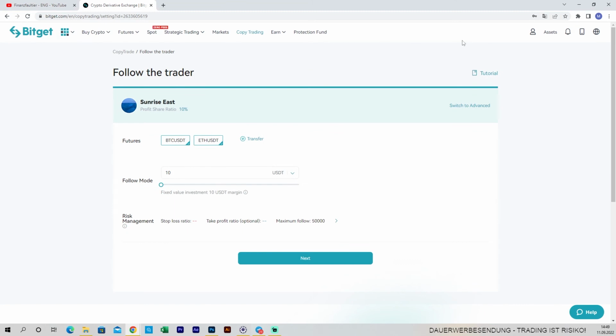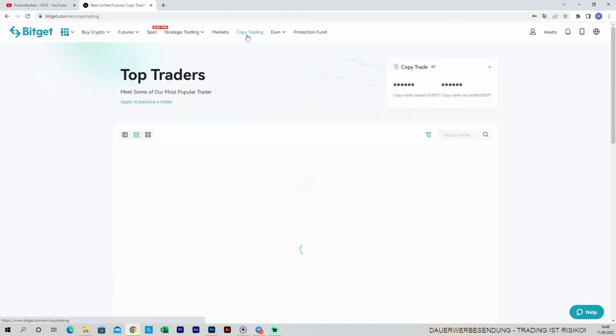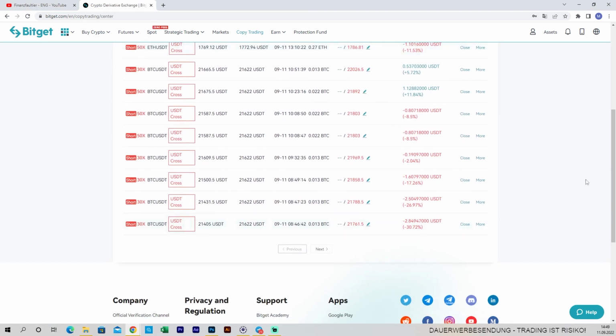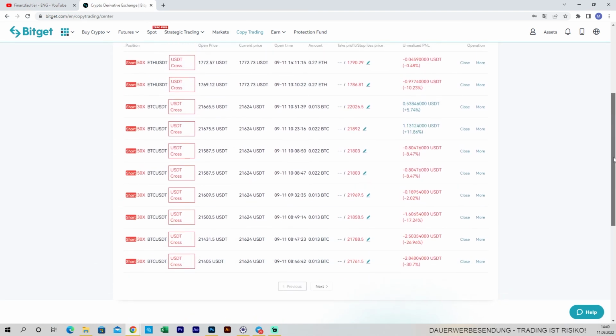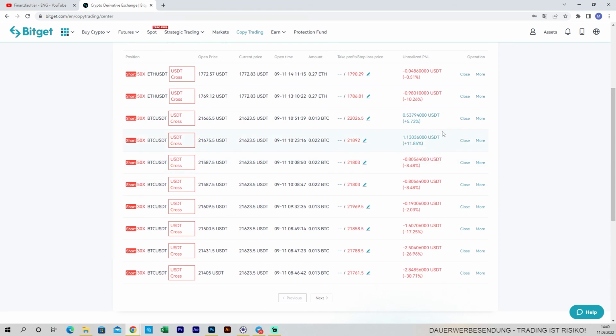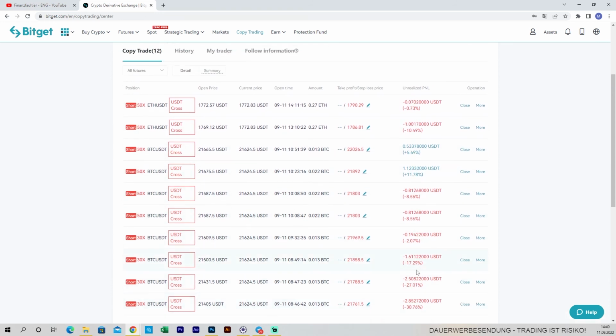But let's check the copy traders. If you see in the copy trading sector, these are copy trades open right now, which is not good, but you see 30x leverage, 50x leverage. Those are my trades open right now. Only 2 in profit. The rest is not in profit.